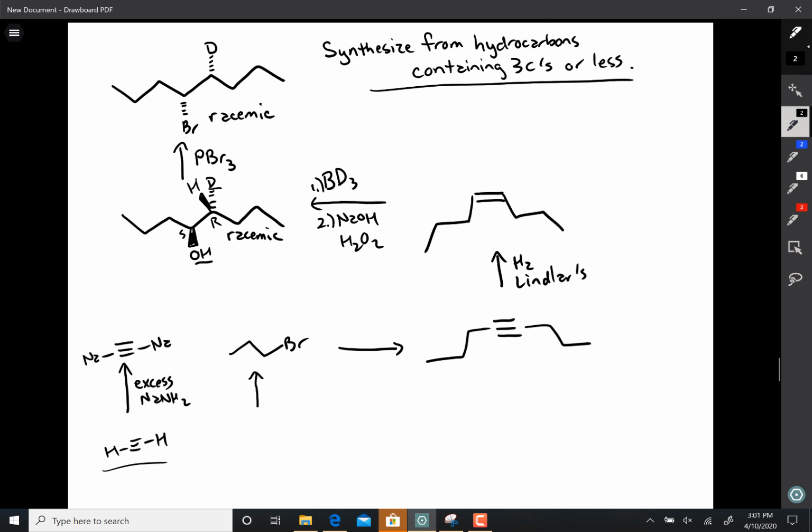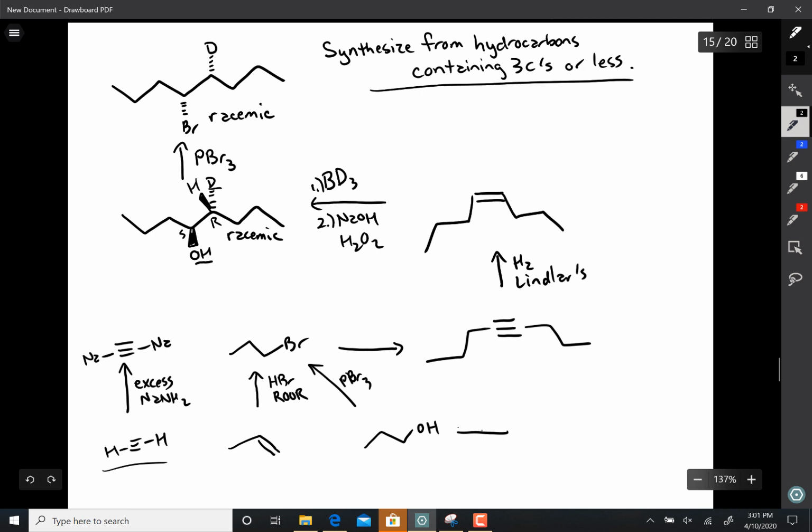The bromine, we can make that from an alkene. And we want the bromine to be on the less substituted side. So we can use HBr and peroxides for that. Or if you wanted to, you can use PBr3 again and this alcohol. And then the alcohol can come from the alkene using hydroboration. Like so.